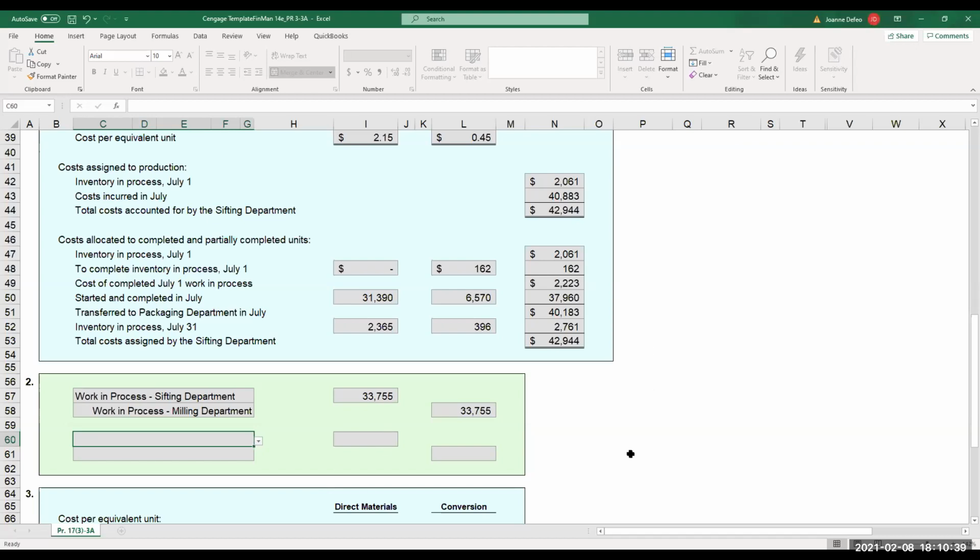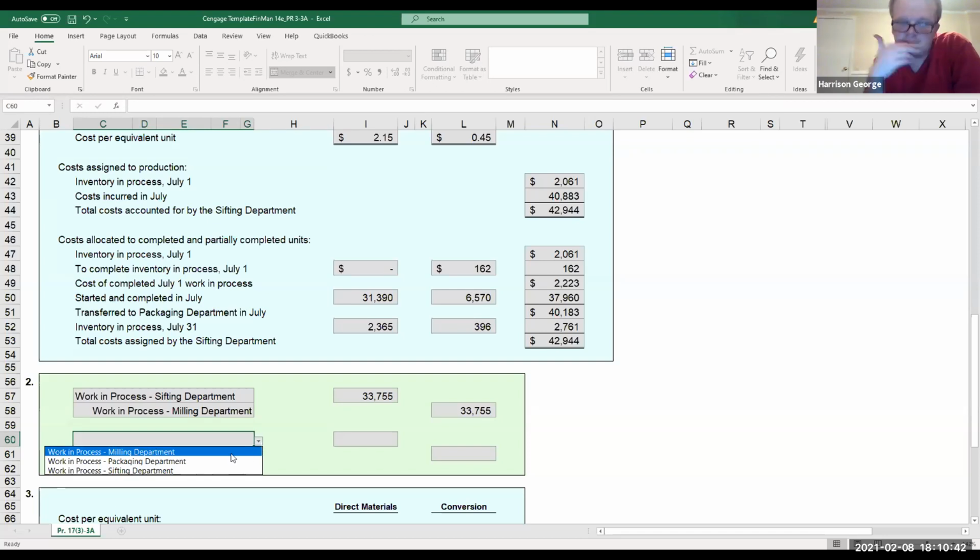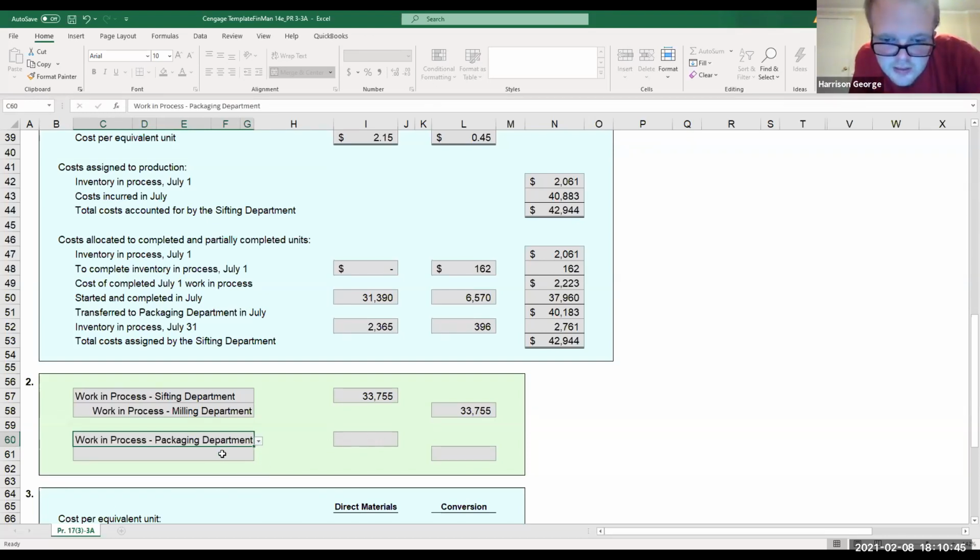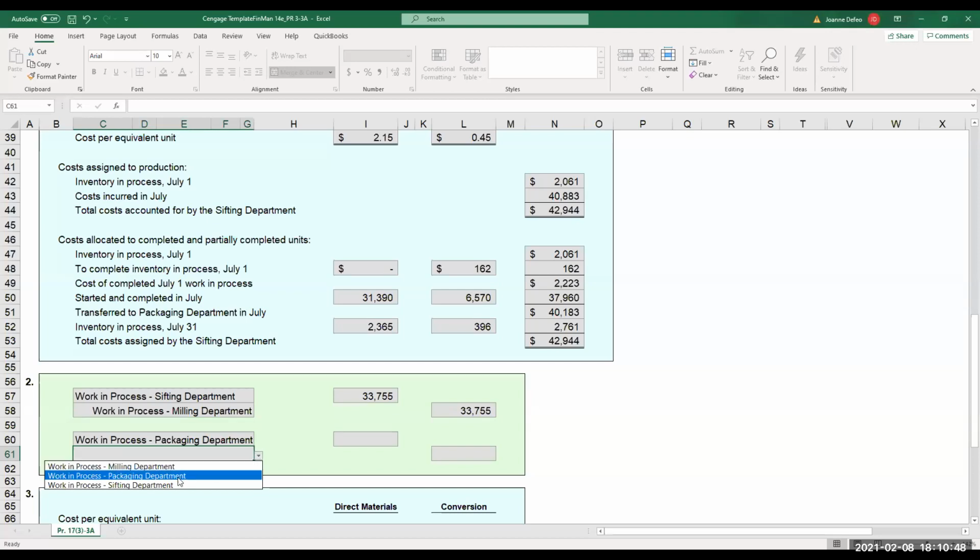Now next, what happens after we sift it? We want to package it. So we want to move it to the packaging department. And then we want to take it out of the sifting department. Now we're taking it out of sifting and putting it in packaging, because it's moving along the process. And that number is transferred to packaging. It tells us right here, 40,183. You just need to read. Well, not always. It's not always that easy. And then we do the same number here.